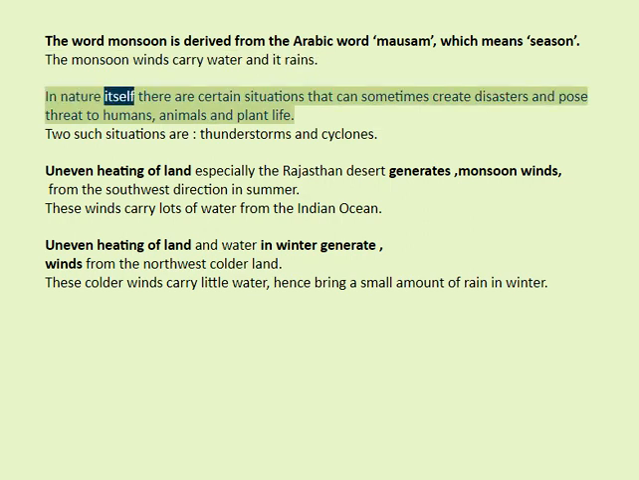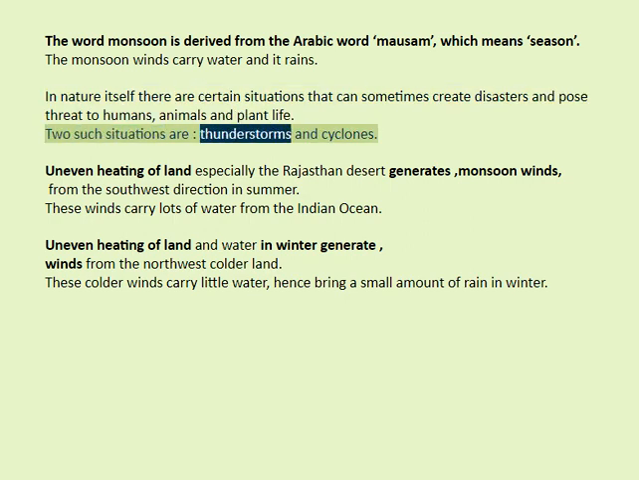In nature itself there are certain situations that can sometimes create disasters and pose threat to humans, animals and plant life. Two such situations are thunderstorms and cyclones.